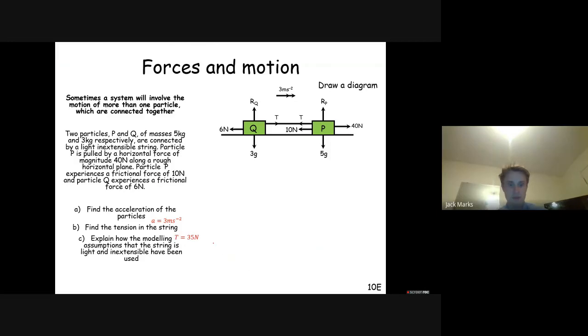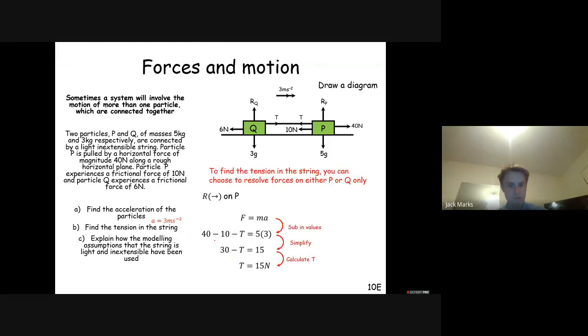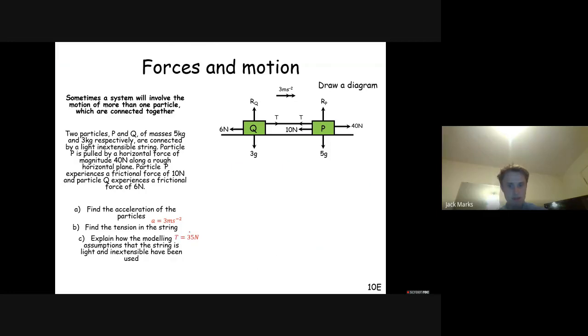So this is 15. I'm not sure why that says 35. Let's put down 15. Okay. And then finally, explain how the modeling assumptions that the string is light and inextensible have been used. Well, the string being light means if we consider the system as a whole, the mass is just 8. It's this 3 over here and this 5. We don't need to include anything else. There's no string included.